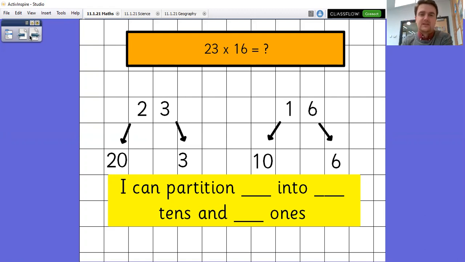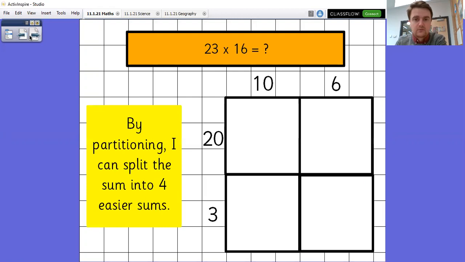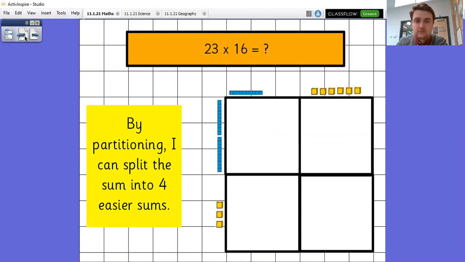What I'm going to do is lay these numbers out in a grid method. You can see down this side, I've got 23 altogether, but partitioned. And along the top, I've got 16 partitioned into 10 and 6. And I've got my grids here. By partitioning them, I've split this sum into 4 easier sums. And those sums are 10 times 20, 6 times 20, 10 times 3, and 6 times 3.